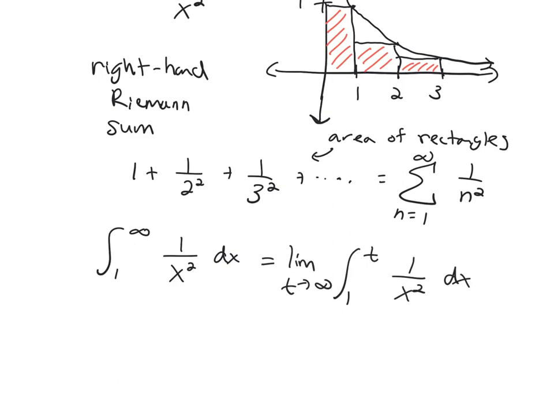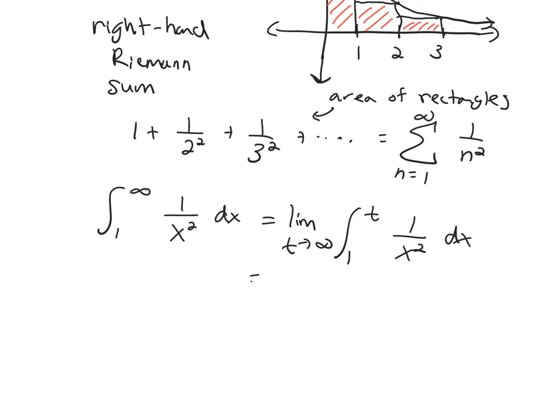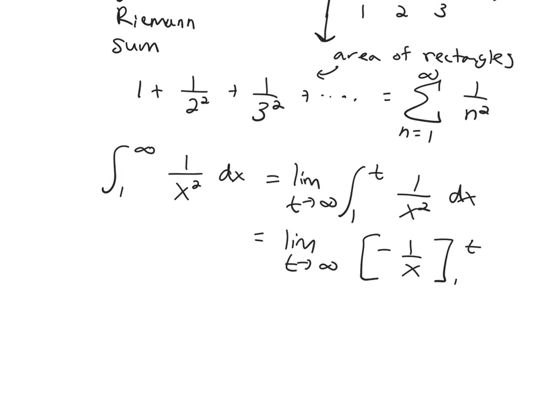And what's the integral of 1 over x squared? Negative 1 over x, from 1 to t. And then plug in your bounds and compute that limit. So plug in t, negative 1 over t, and plug in 1, so it's minus a negative 1, so plus 1. And what's that limit going to be? 1.